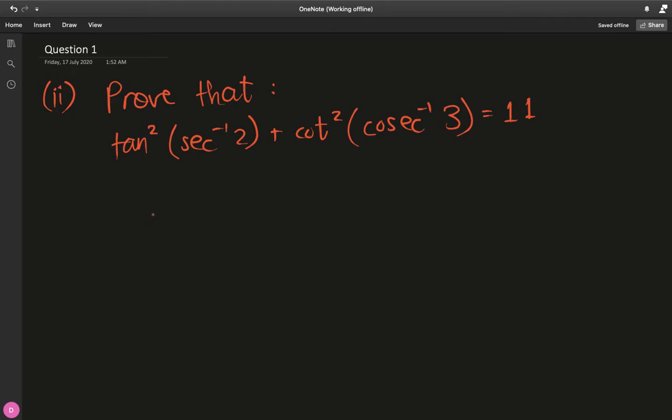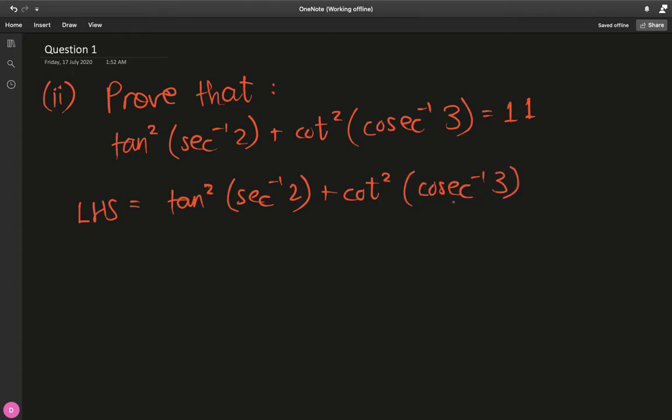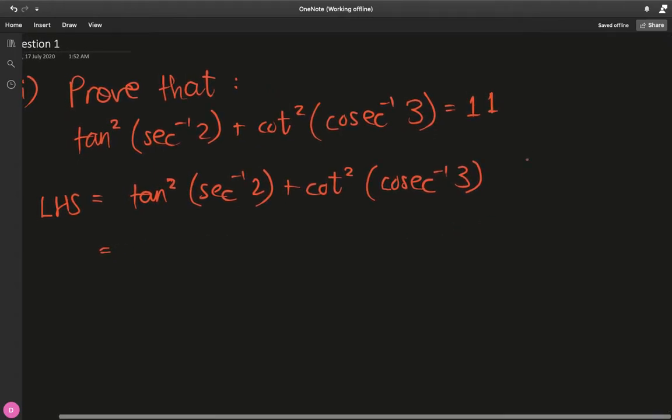Okay, so the next stop is question 1 subpart 2, and you can see it is already a proving question. So we need to prove that tan squared of sec inverse of 2 plus cotangent squared of cosec inverse of 3 is equal to 11. So naturally, looking at the more robust left hand side, let's start from there. So we have tan squared of sec inverse 2 plus cotangent squared of cosec inverse 3. Fair enough. Now I would like to use some square identities of trigonometric functions.